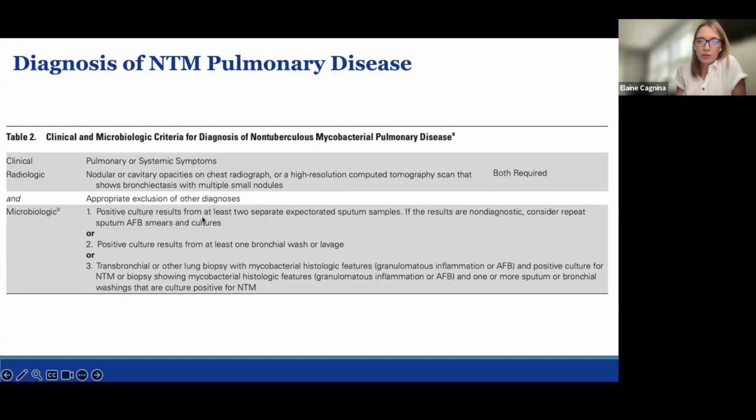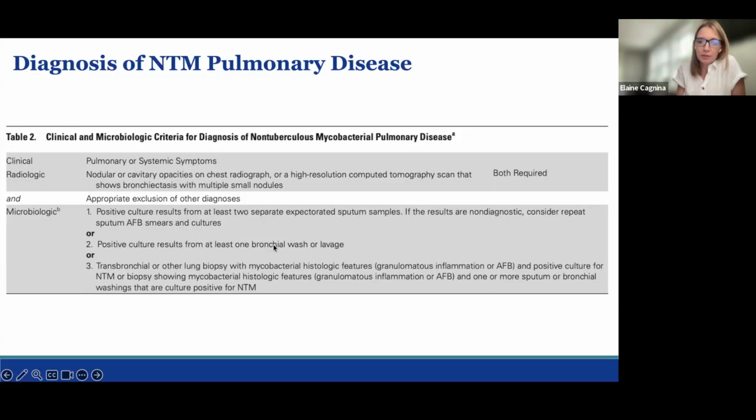You need positive culture results from at least 2 separate expectorated sputum samples. If the results are non-diagnostic, consider repeat sputum AFB smears and cultures, or a positive culture result from at least 1 bronchial wash or lavage, or a transbronchial or other lung biopsy with mycobacterial histologic features and positive culture. But we almost never do lung biopsies for this. So for most people, it's going to be 2 positive sputum cultures or 1 positive culture from a bronchoalveolar lavage.